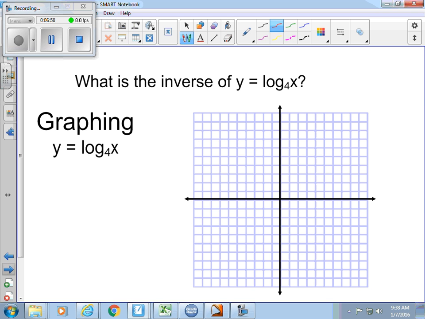4 to the x, right? And now I'm not going to actually graph 4 to the x, but I'm going to think about those 3 points. Well, what are the 3 points I'm talking about? My inverse is 4 to the x. What are 3 points that should be on this graph?